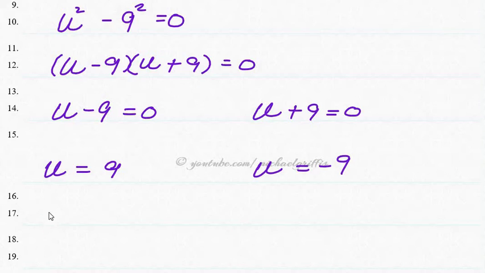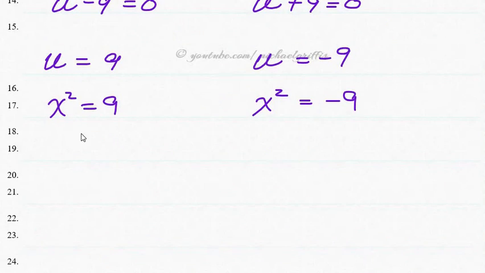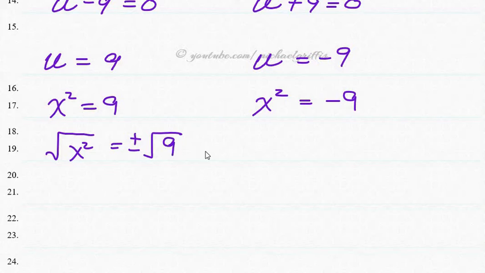Okay. And now put x squared here is equal to 9. x squared is equal to negative 9. What do we do? We just square root both sides. Get rid of that square. When we do that, we have to write plus or minus. So don't forget. Same thing here. x squared, square root both sides. Remember to write plus or minus.